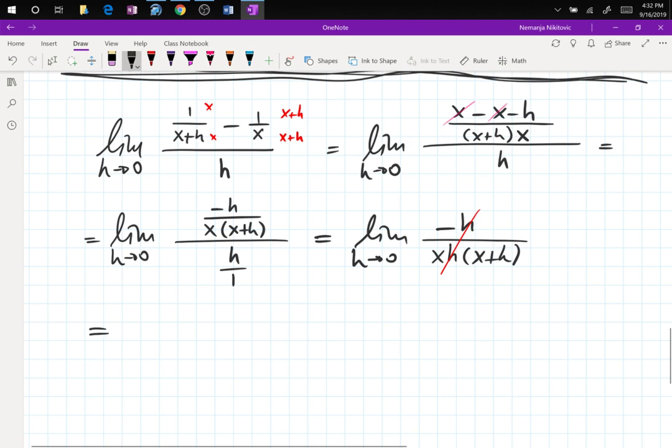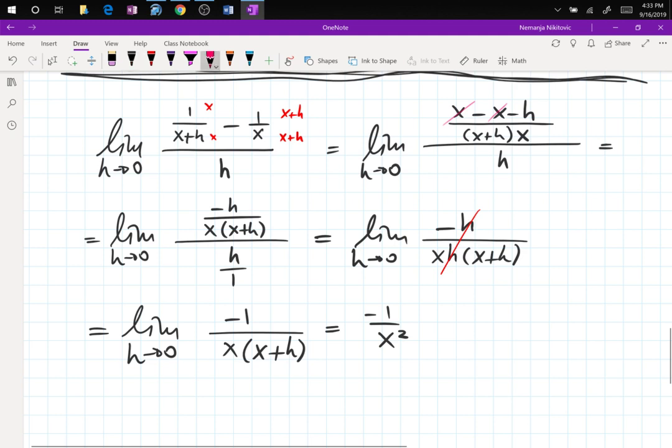So now we are looking at the limit as h goes to 0 of negative 1 divided by x times x plus h. And at this point, it's okay to plug in h equals 0 because you get x plus 0, and that's just x. So the whole thing is negative 1 over x squared, because h over here goes to 0 because h goes to 0. So you have x times x only.